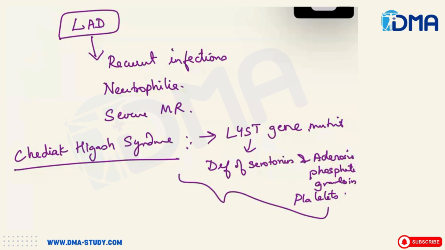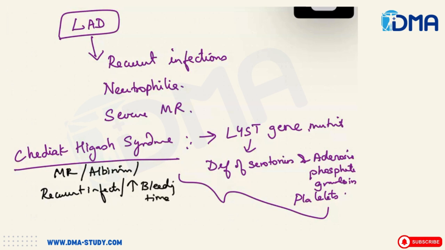The clinical features of Chediak-Higashi disease include mental retardation, albinism, recurrent infections, increased bleeding time, nystagmus. All these could be possible clinical features of Chediak-Higashi disease. Clinical points, that's all.